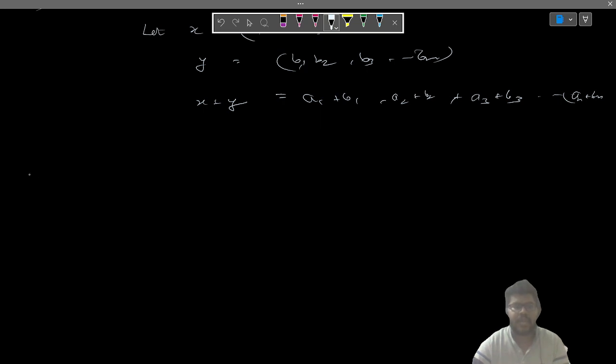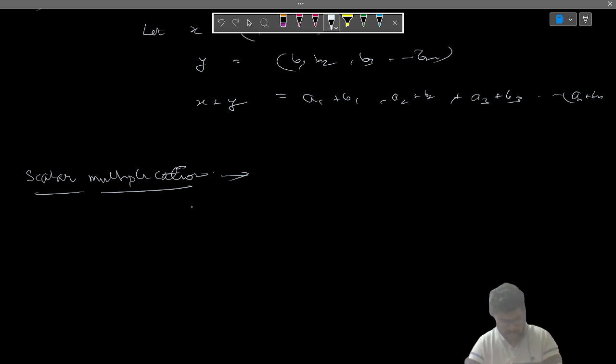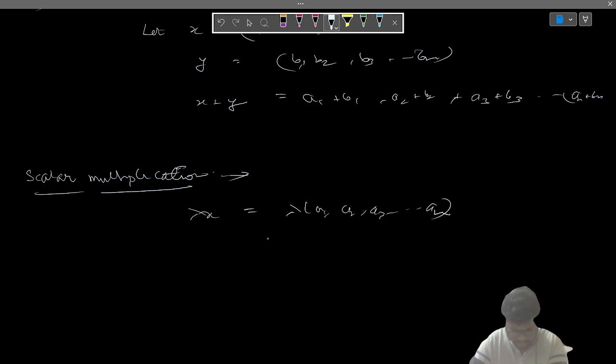Right. Now we check scalar multiplication. If we check scalar multiplication, we see that we multiply lambda with x, so lambda times (a1, a2, a3, up to an). This implies (lambda times a1, lambda times a2, lambda times a3, and so on), right? So both the properties are being satisfied here. So it is a vector space, it forms a vector space.